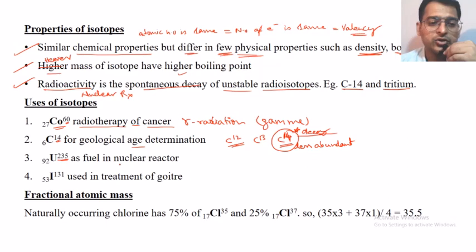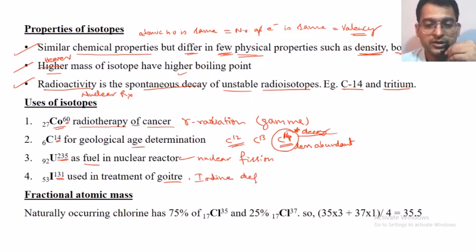Uranium 235 is used as a fuel in the nuclear reactors. Okay, by the nuclear fission in the nuclear reactor we are able to produce the energy, that is uranium 235. Iodine 131 is used in the treatment of goiter. Okay, goiter is a big formation in the throat, that is the thyroid gland. Okay, due to iodine deficiency, what happens? Thyroid gland gets inflamed, it gets very huge.